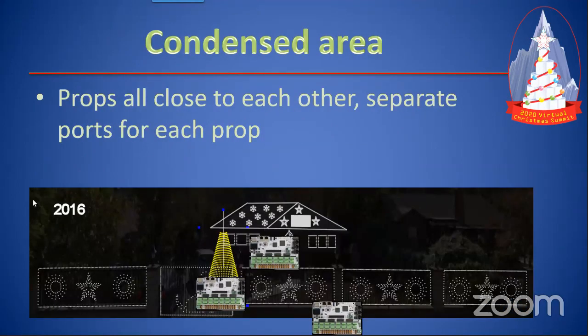So back in 2016, when I started, my display was laid out where everything was pretty much condensed. So I had the mega tree, I had the house, and my front gates. And at that time, it worked out really well to just have 3 separate controllers, one for the mega tree, one for the house, and one for the gate. And that's how I ran my first year show.